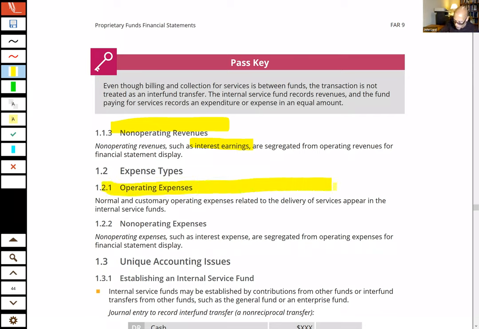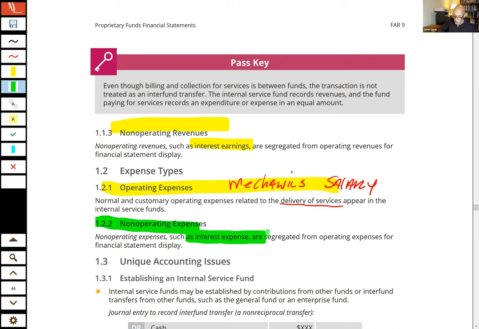Operating expenses are day-to-day expenses for the delivery of services. And let's just put in here mechanic's salary. Look, if you're going to have a motor pool, you've got to pay a mechanic, don't you? And so that mechanic salary would be an example of a day-to-day expense that would be considered an operating expense. Non-operating, classic example, is interest expense. So this is sounding familiar to you. It should, because it's really going through the context of what we said about the income statement way back in F1. Operating items, non-operating items, right?